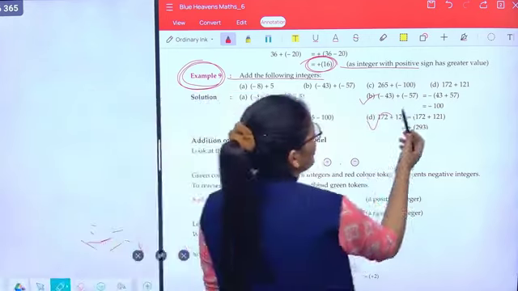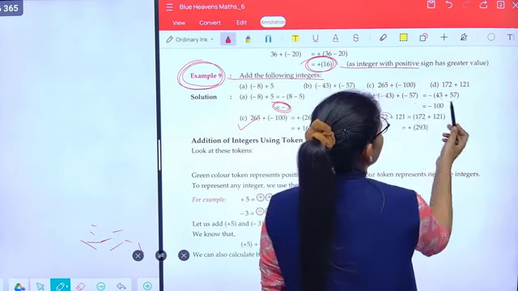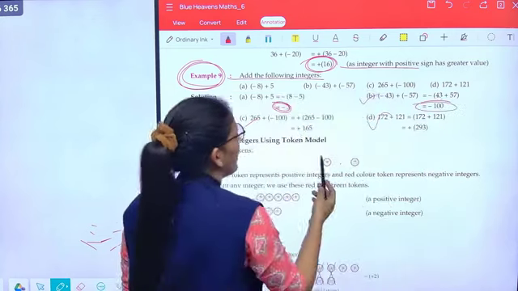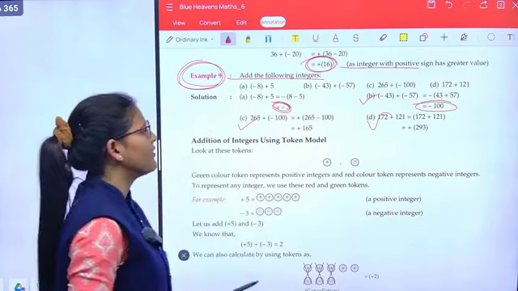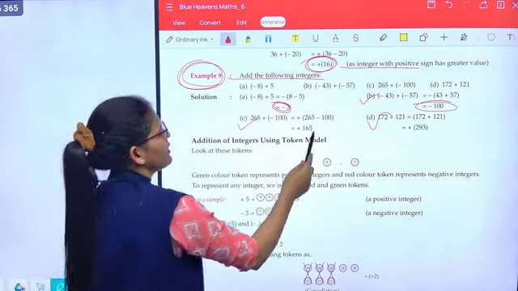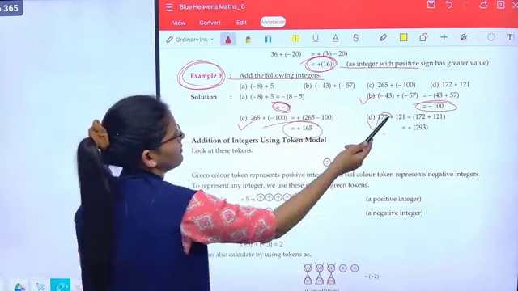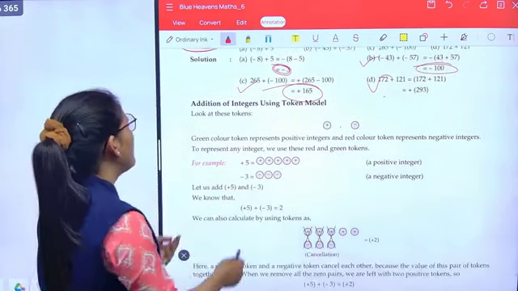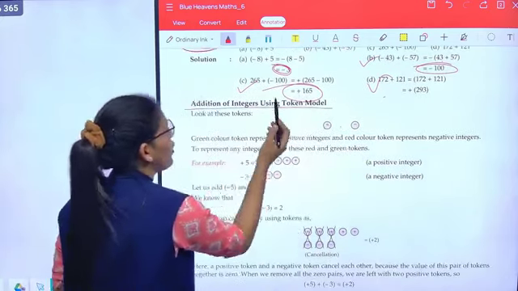So class, 43 plus 57, it is 100, with minus sign. Now C part, 265 plus minus 100, so 165, and yes, D part. Come on, addition of integers using token model.